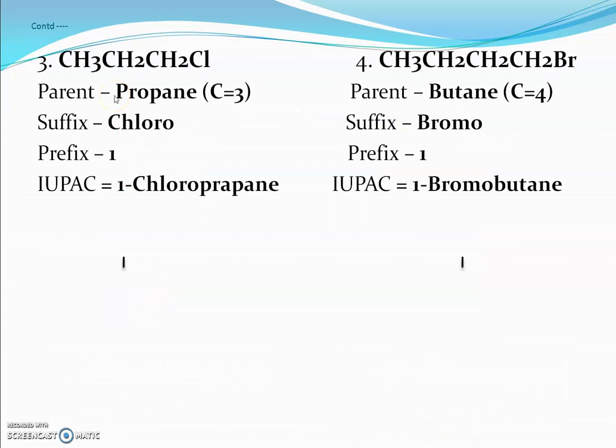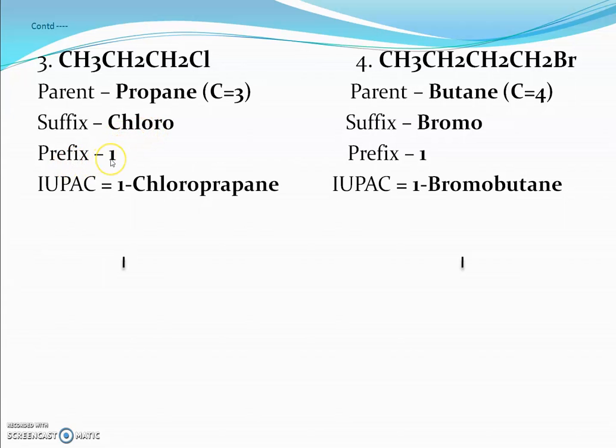The third example is CH3CH2CH2Cl. This is n-propyl chloride. In this chain, can you see the number of carbon atoms? The number of carbon atoms in this chain is 3. That's why the name will definitely be propane. A chlorine atom is present in the molecule. That's why the prefix is chloro.